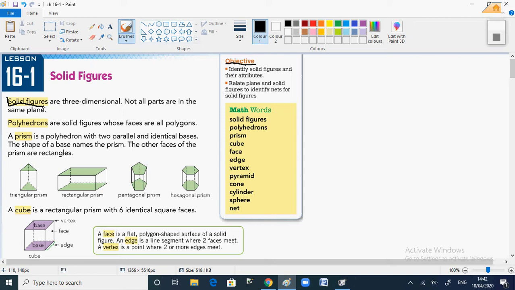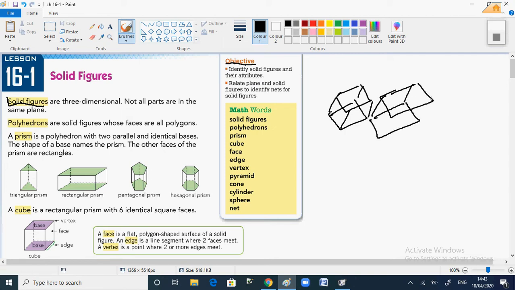I think I explained solid figures before. Solid figures are three-dimensional; not all parts are in the same plane. Maybe solid figures have different shapes. Look, this is called a solid figure. And this is again a solid figure, right? This is a solid figure.